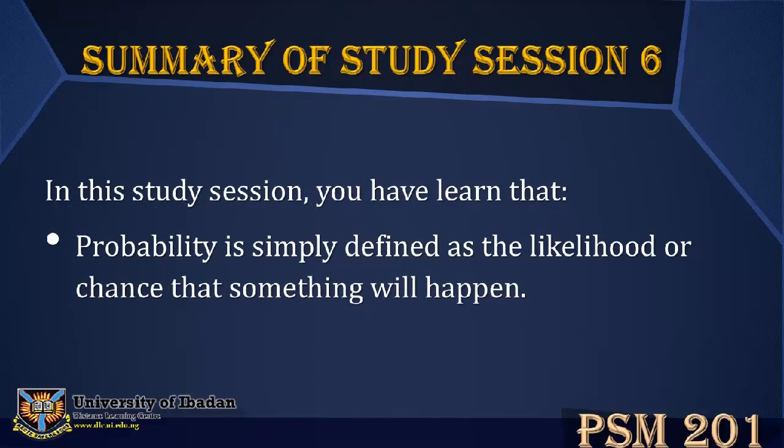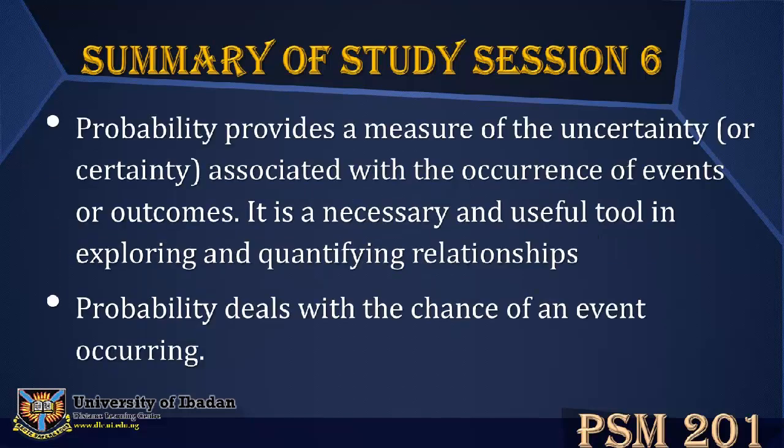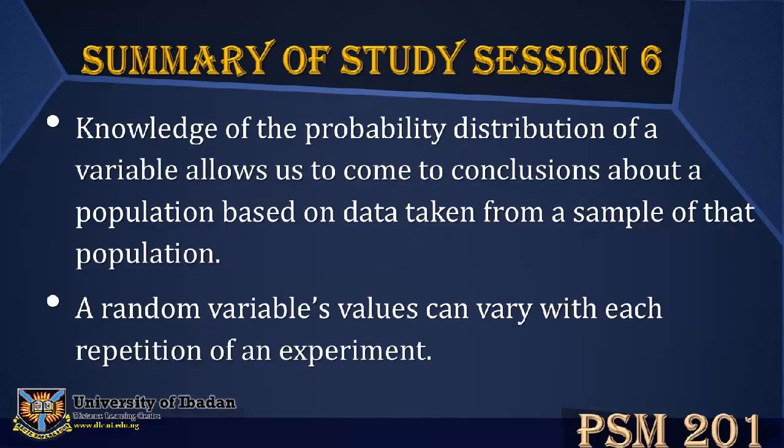Summary of study section 6. In this study section, you have learned that probability is simply defined as the likelihood or chance that something will happen. Probability provides a measure of the uncertainty or certainty associated with the occurrence of an event or outcome. It is a necessary and useful tool in exploring and quantifying relationships. Probability deals with the chance of an event occurring. Knowledge of the probability distribution of a variable allows us to come to conclusions about a population based on data taken from a sample of that population.